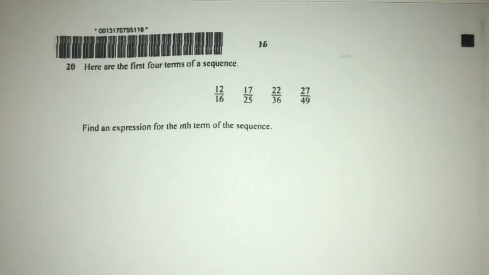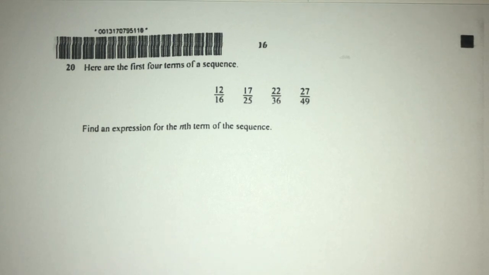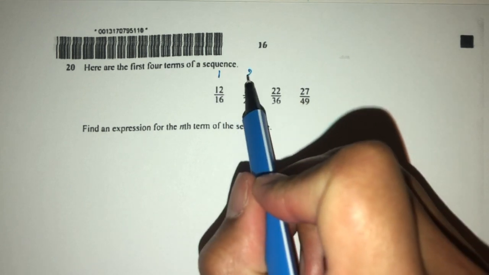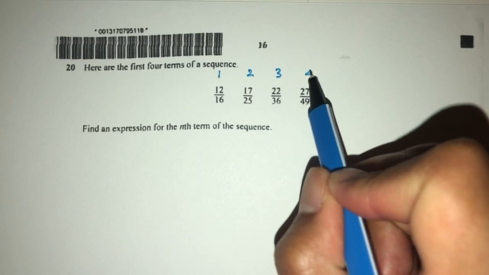Now let's move on to question number 20. So here are the first 4 terms of the sequence. We have to find an expression for the nth term of the sequence. Now this question, I think maybe you guys struggle a little bit, but if you watch a lot of my videos, you should know how to do this step by step. So the idea here is we have to look at one by one. This is term number 1, term number 2, number 3, and 4.